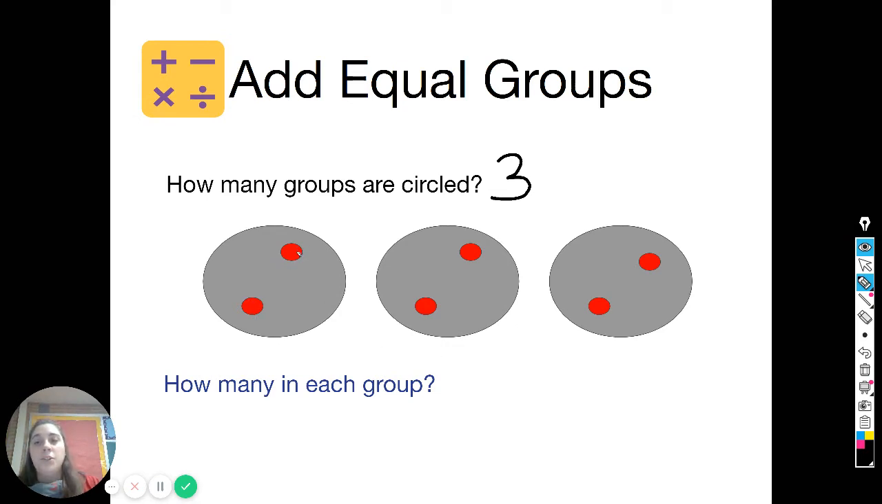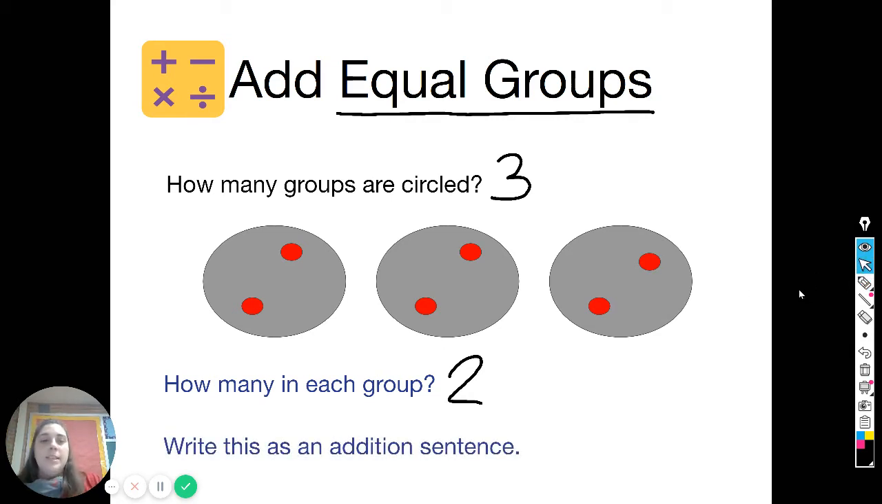One, 2. There are 2 dots in each group. So in this group, 1, 2, and in this group, 1, 2. Okay, we have equal groups, so we know that all of the groups have the same number of dots because they are equal.